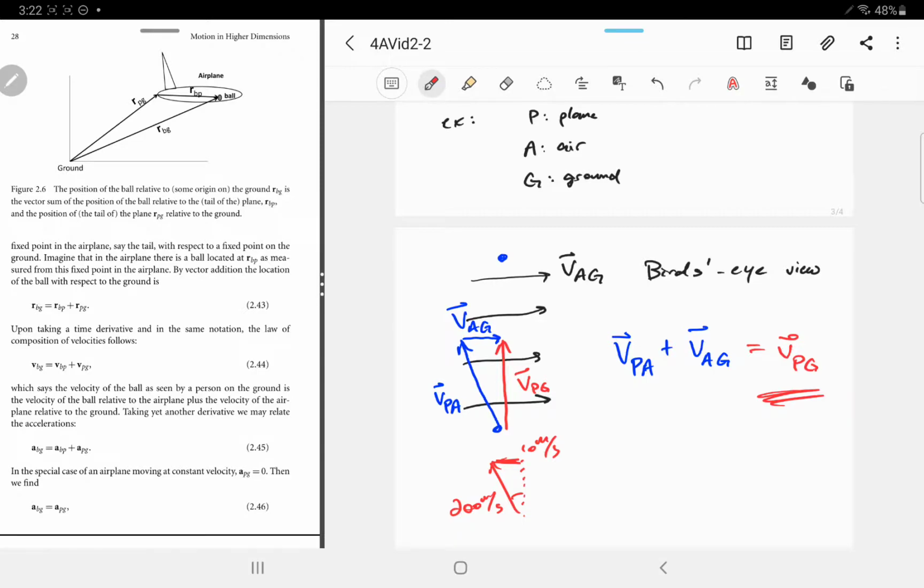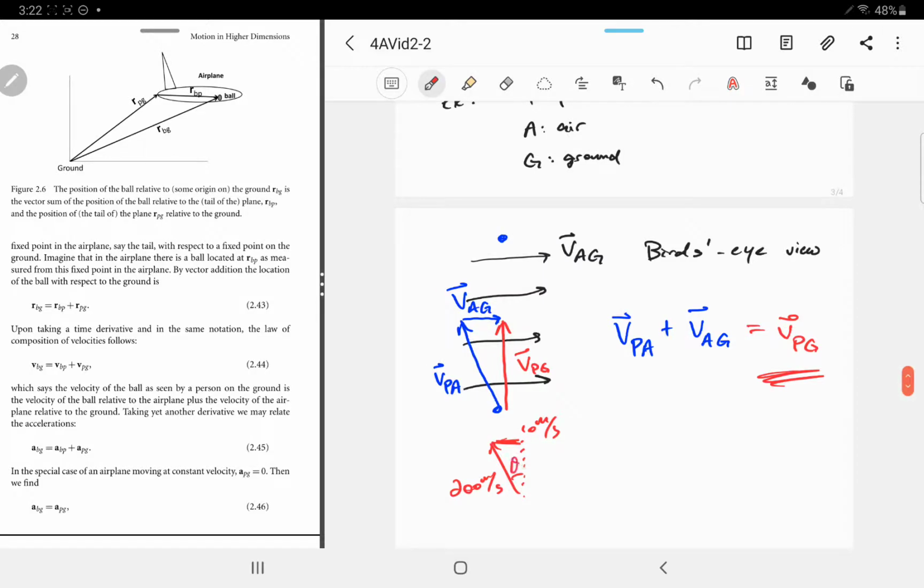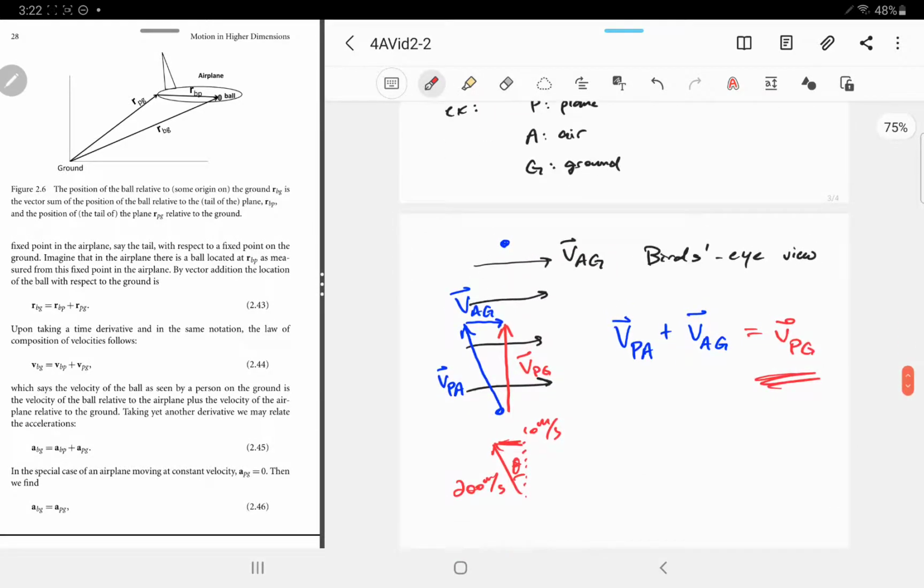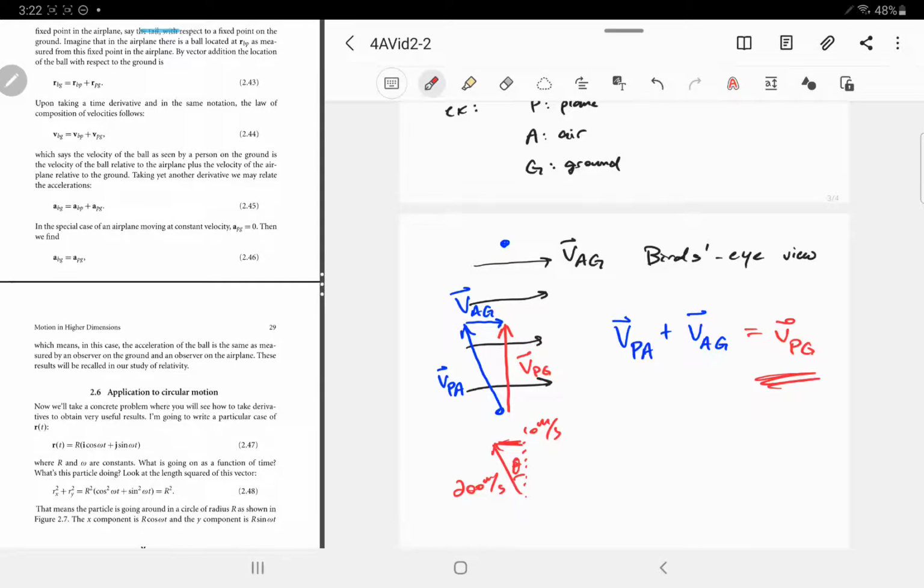So the plane needs to head a little bit due west of north, by some angle theta, such that when you take into account the air, you can be pointing just due north. I don't think we need to go through a full example for you to get the gist of this. All right, that takes us to the end of this section.